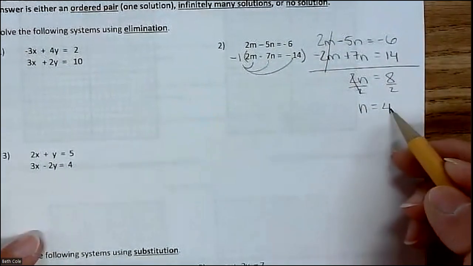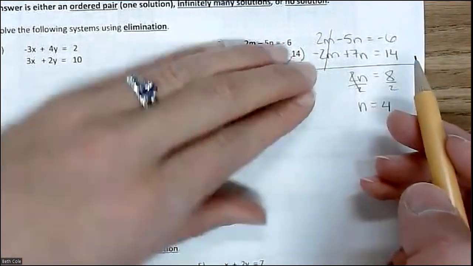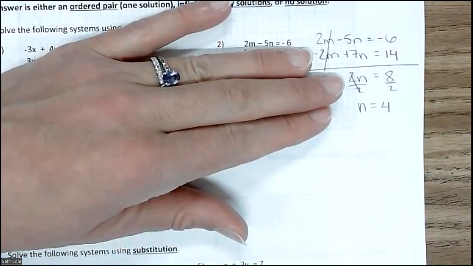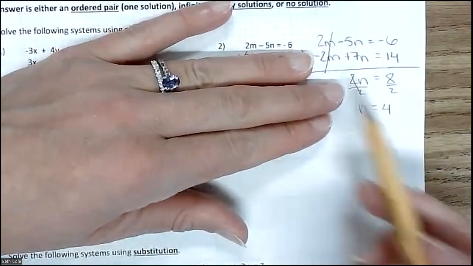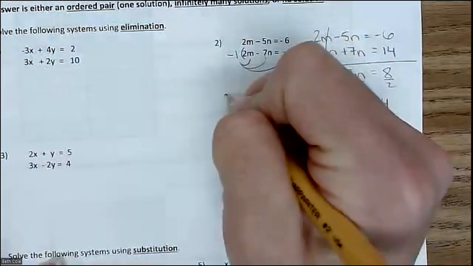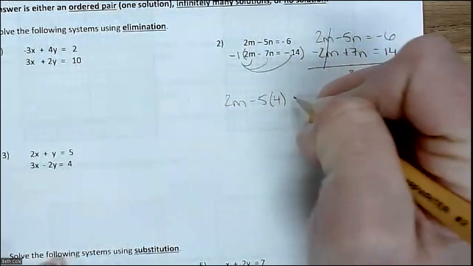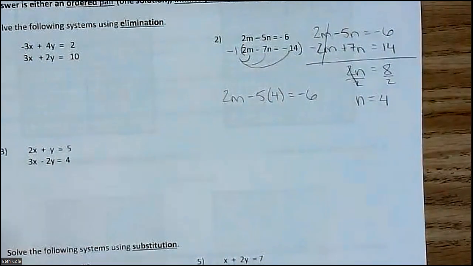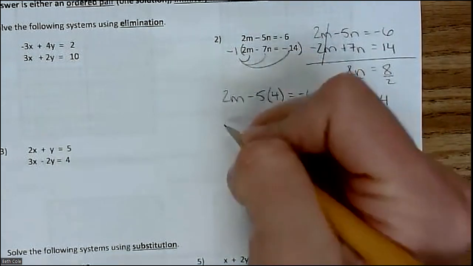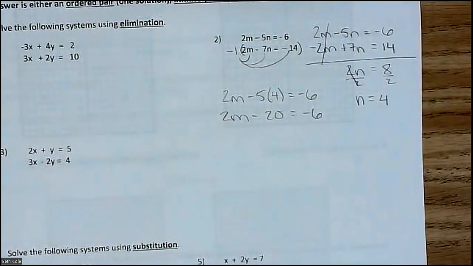So you're going to take 4 for n, plug it back into one of the original equations. I usually just say take the first one. No other reason than it's the first one. It really doesn't matter. We're going to plug in 4 for n, solve it. All right. So it would be 2m minus 5 times 4. I'm just plugging that back in equals -6. And then you're just going to work that out. So that'd be 2m minus 20 equals -6.